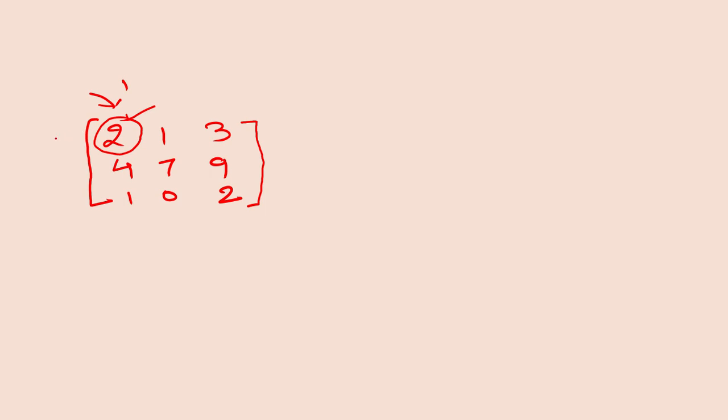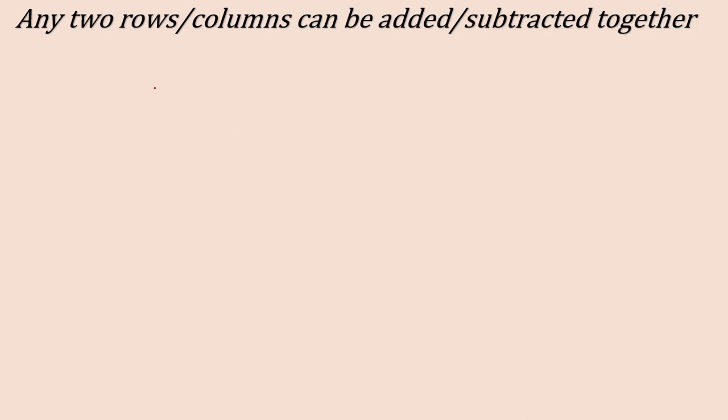Elementary means basic and operations means calculations. So what basic calculations we can perform on the elements of rows or columns of a matrix is called elementary operations. First of all we'll see how many operations there are, and then we'll see how to perform the calculations. The first operation is that any two rows or columns can be added or subtracted together.